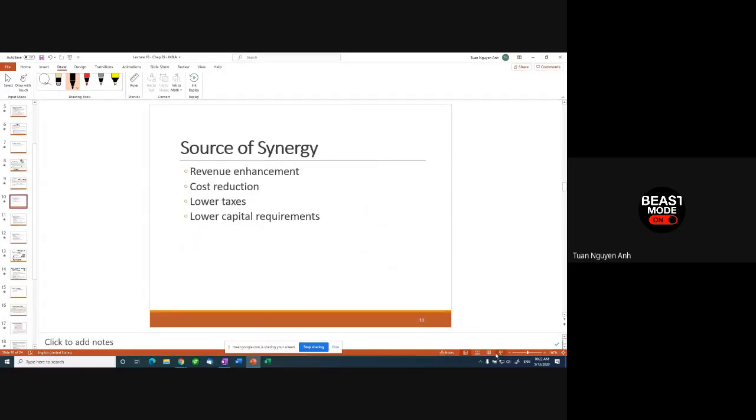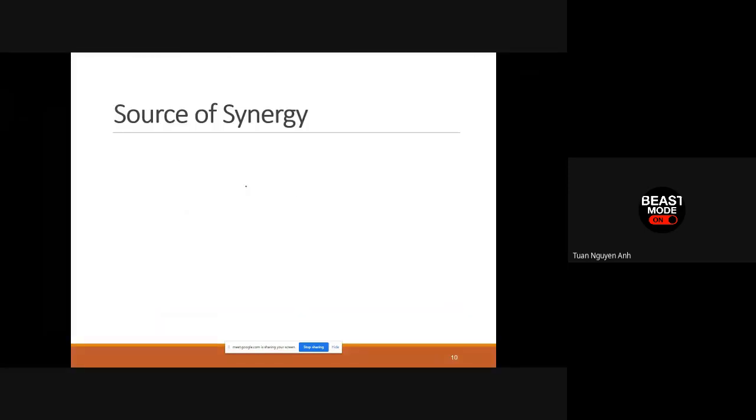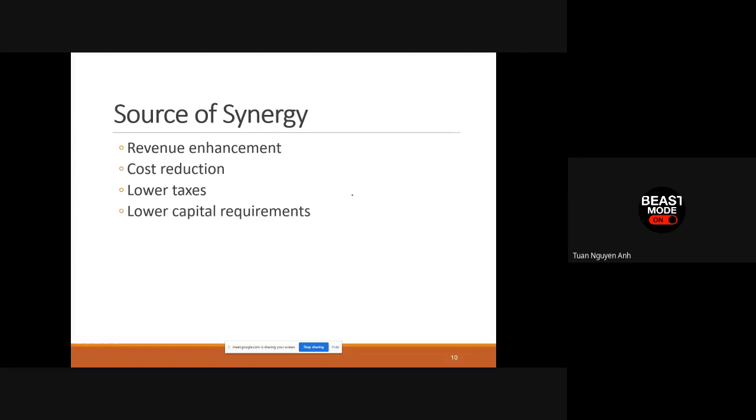Yeah, we will talk something about the source of synergies. So there must be some reason why there is some synergy in an M&A deal. In an M&A deal, there are four sources of synergies. The first may be from revenue enhancement. This is just the expansion. When you expand your business, of course the revenues will go up. So there is some benefit from revenue enhancement.